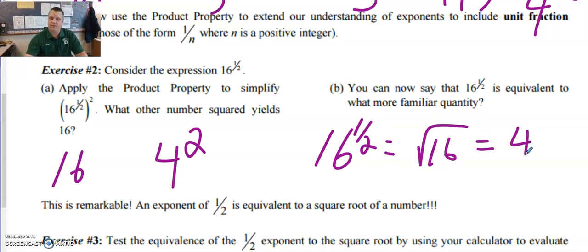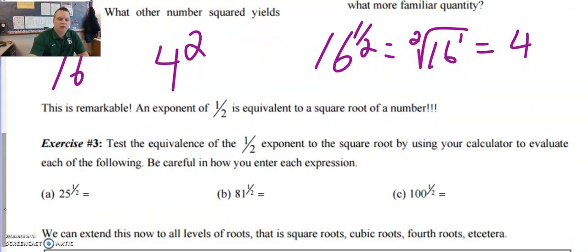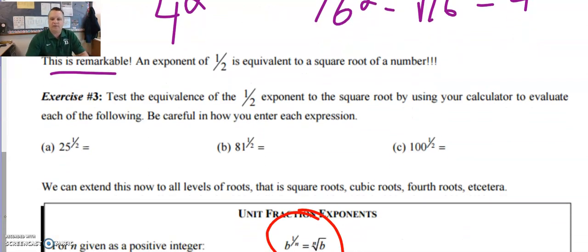Where does the 1/2 come from? 16 to the 1/2 power, square root. So you can change a fractional exponent to a square root. And that's what it says here. This is remarkable. Okay? Now, test the equivalence of the 1/2 exponent using your calculator.